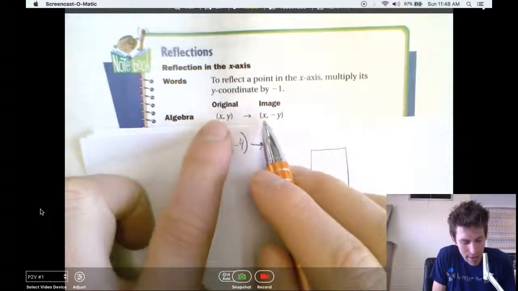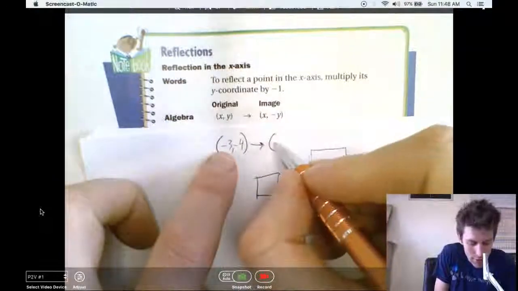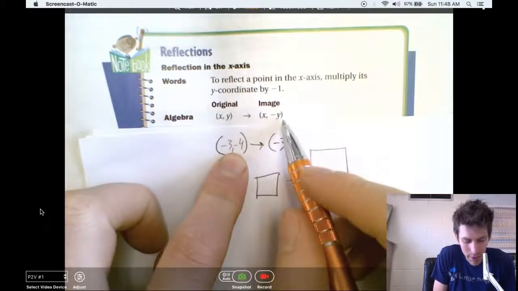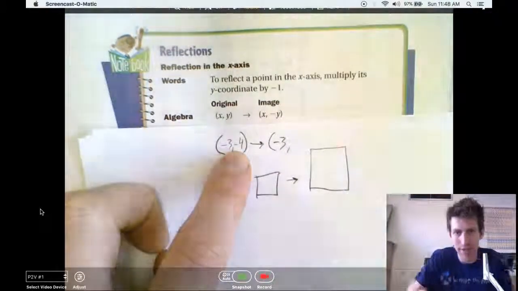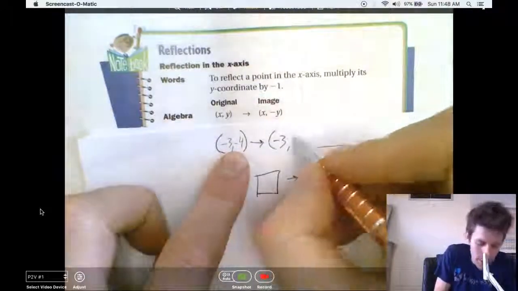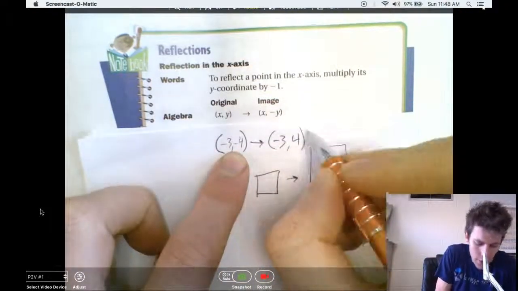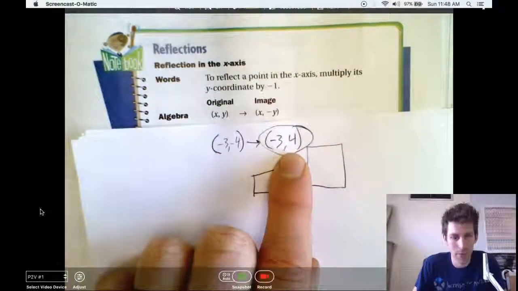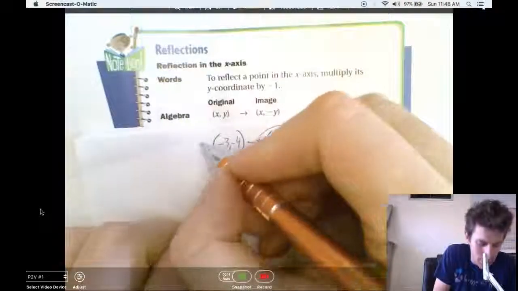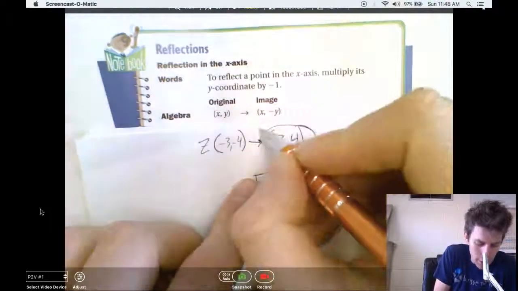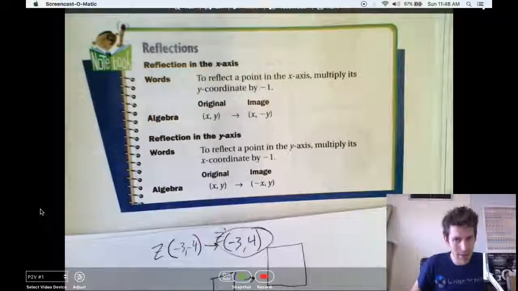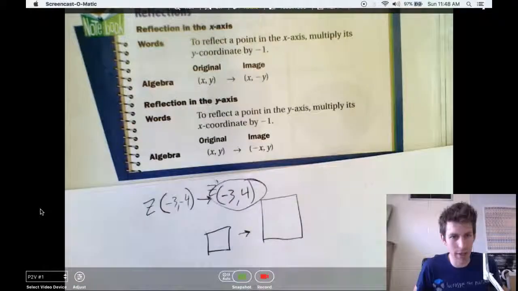If that's your original, you seeing this? Then the x stays the same as x. So your -3 stays the same as -3, but the y became the opposite. So what is the opposite of -4? It is 4. So this would be the vertex of the reflection. Okay, so that vertex, let's say that vertex was z. This would be your z prime. Okay, makes sense? We'll do an example of that in just a sec.